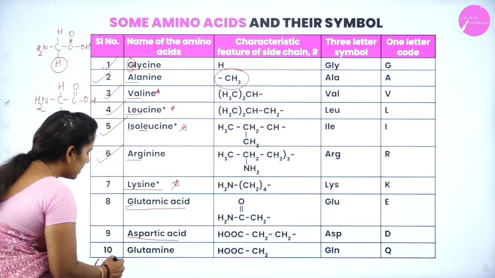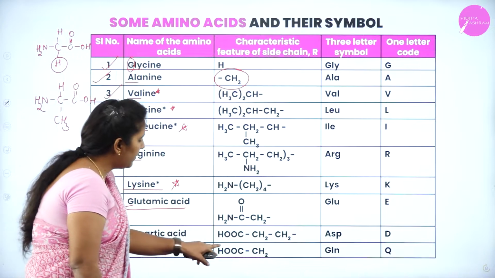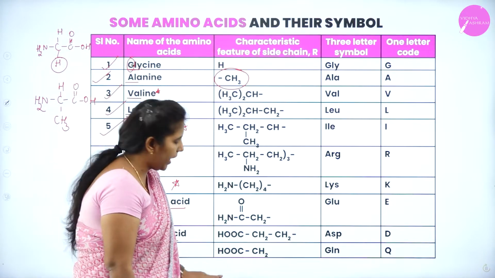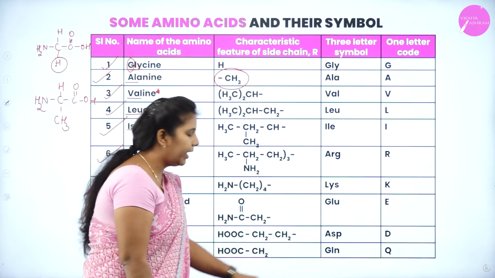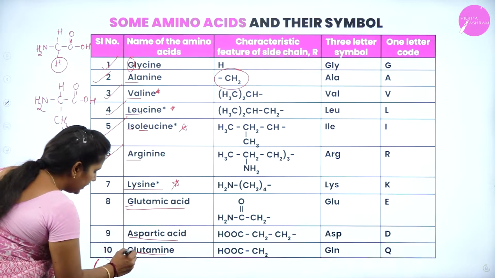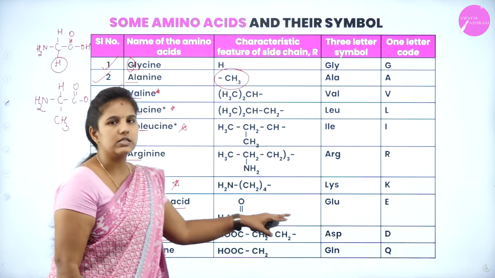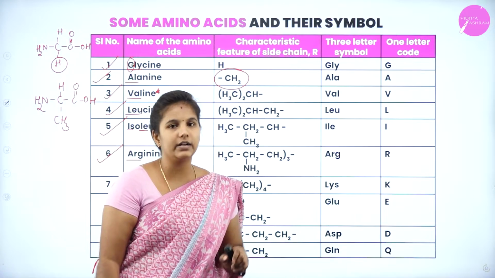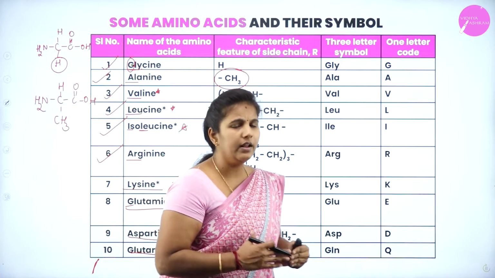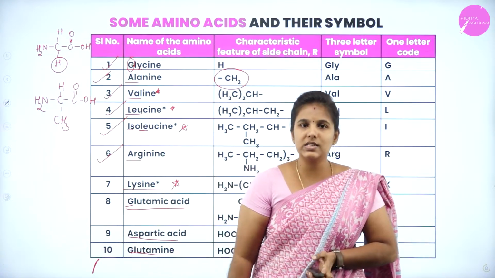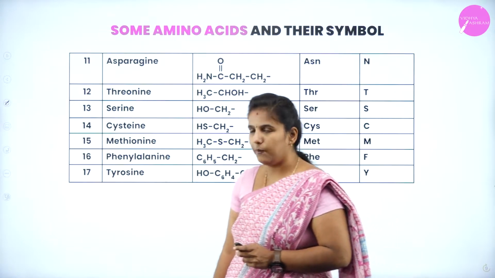Okay. Next comes glutamine. The variable group will be COOH and CH2, and the 3-letter word will be GLN, and it is considered as Q for the 1-letter code. These are the 10 important amino acids I have listed now. Let's see the remaining.